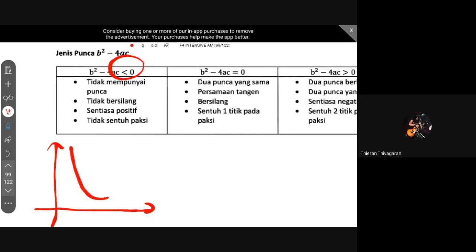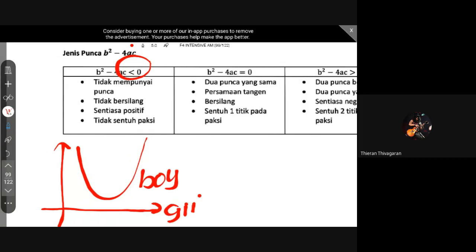Okay, so let's say, B square minus 4AC lebih kurang dari kosong. B square minus 4AC less than 0. This is like you, the boy. This is the girl. Ini adalah lelaki dan perempuan. Tak bertemu lagi. Never meet yet. Okay, so this is the graph for B square minus 4AC less than 0. Tak sampai lagi. Okay, so it's a hanging graph.